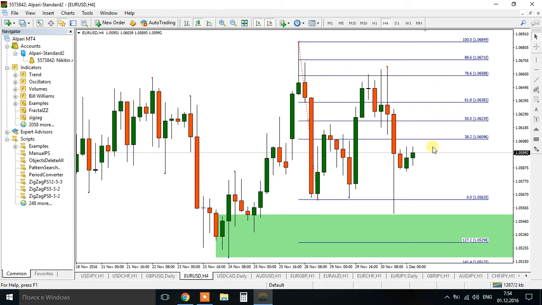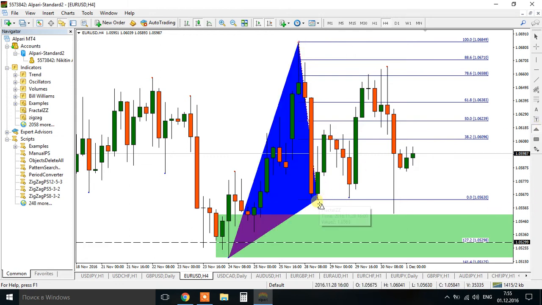If these criteria are met, then we need to find the entry, and the entry is the 127 extension of BC. You can see it here. I have an extension of 127. Currently it is 1.0529, 1.0530 for euro dollar. Usually it is drawn with triangles like this, 1 2 3 and 1 2 3 again, a Gartley pattern.